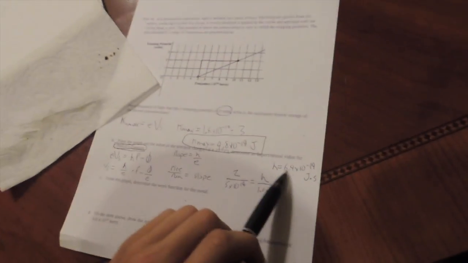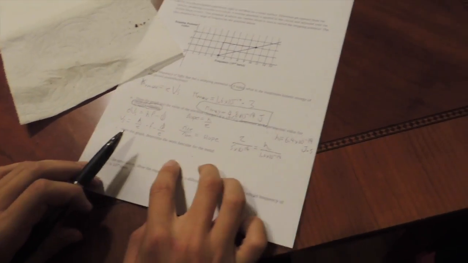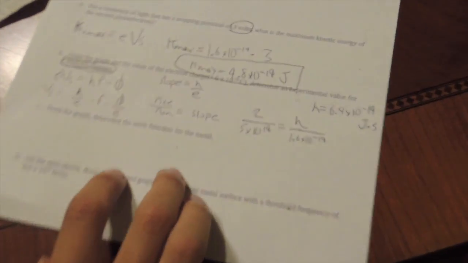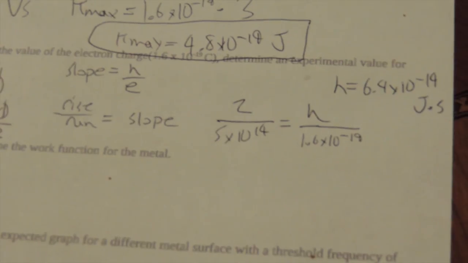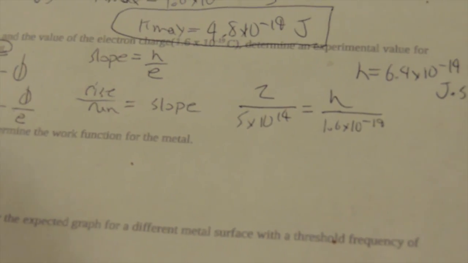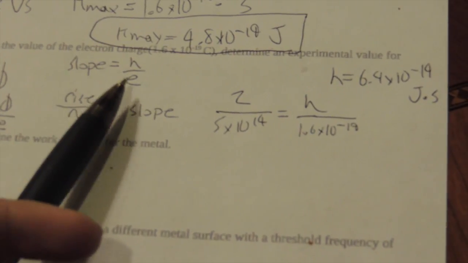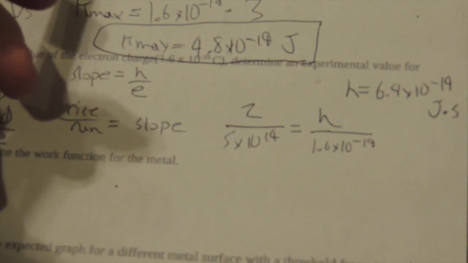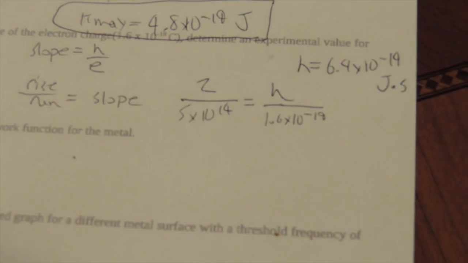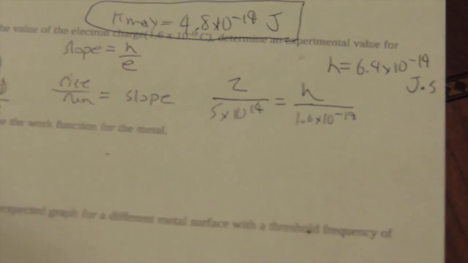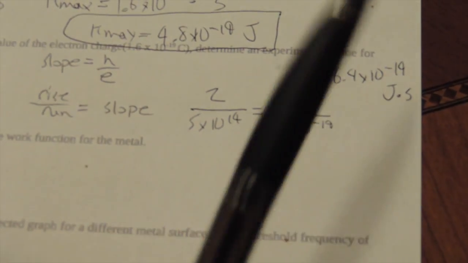Okay, so once you get that and you use those units, I think you need to go back and recapitulate where you were. So where we left off due to our lack of battery, we were finding the slope and we had calculated it using h over e. We used these points, rise over run, which is 2 over 5 times 10 to the 14th. Set that equal to h over e, substitute e for 1.6 times 10 to the negative 19th, and you cross multiply it out and you get this using those units.